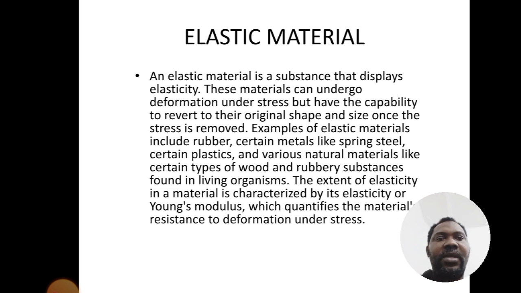An elastic material is a substance that displays elasticity. The material can undergo deformation under stress, but has the capability to revert to its original shape and size once the stress is removed. Examples of elastic materials include rubber, certain metals like spring steel, certain plastics, and various natural materials like certain types of wood and rubbery substances found in living organisms.